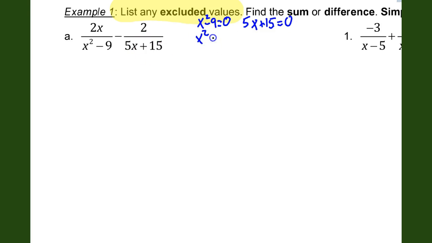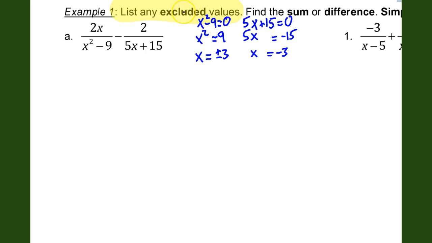So when is x squared equal to 9? Square root both sides, you'll get plus or minus 3. And you'll notice if you do it on this other one here, you'll get negative 3 again. So that's kind of covered since we already got negative 3 from the first one. So our excluded values are just positive and negative 3.